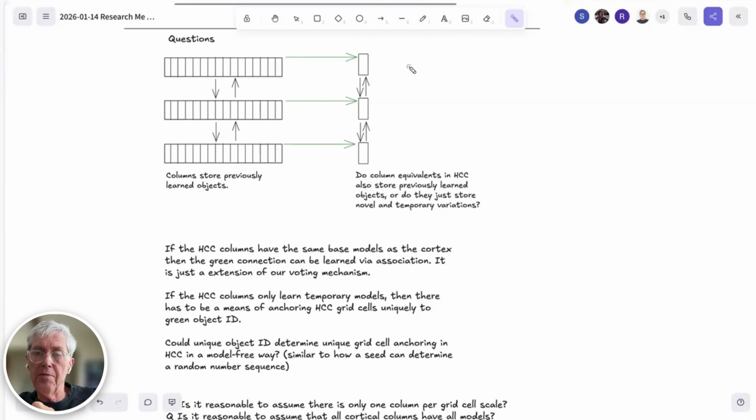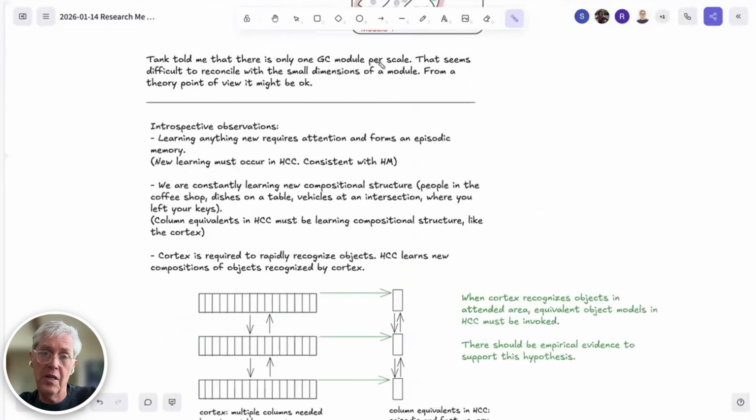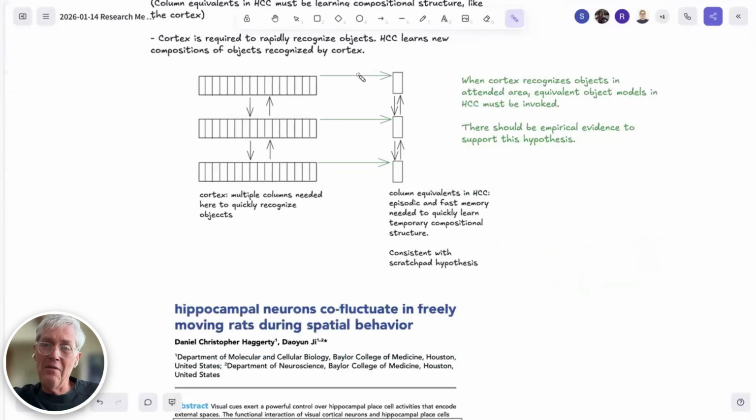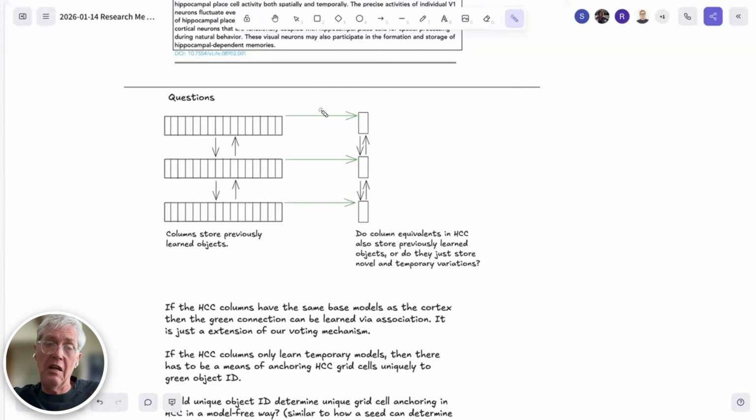Well, just to be clear, this was a theoretically derived prediction. This was not based on empirical observation. This was based on theory and introspection. I went through the logic here and talked about these things, and if they're true, and if I can't figure out why they're not true, it leads to this need for the cortex to somehow invoke the model here.